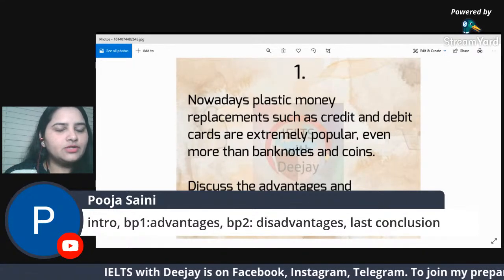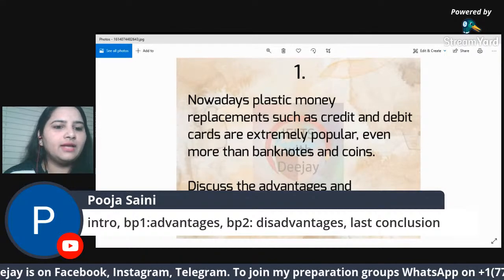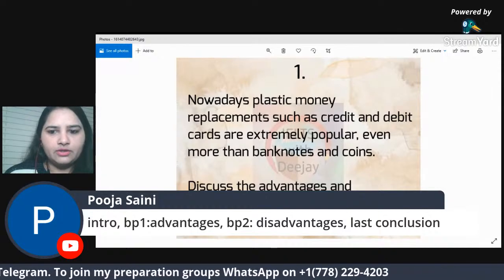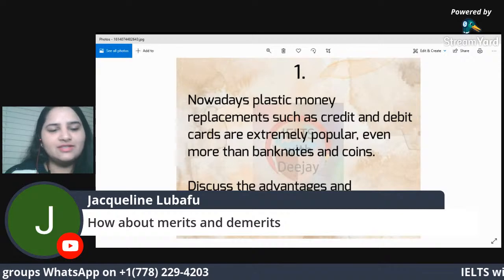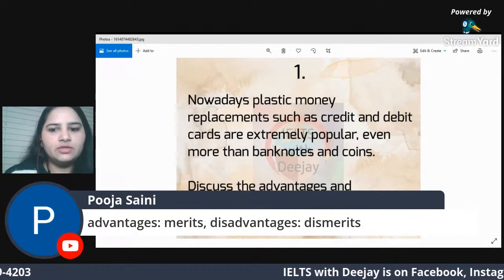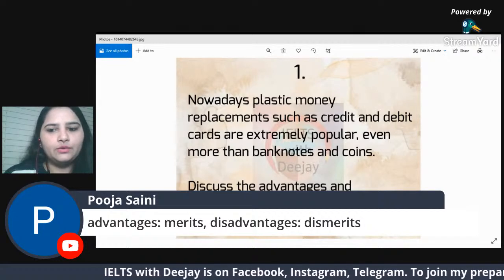First simple thing is to write your main idea. Okay, your main idea, then you explain it, then you write an example. We will discuss it. Let me see the comments. Okay, merits and demerits, yes, this is a good one. Advantages, merits, and disadvantages will be demerits. Pros and cons, this is also something you can use.